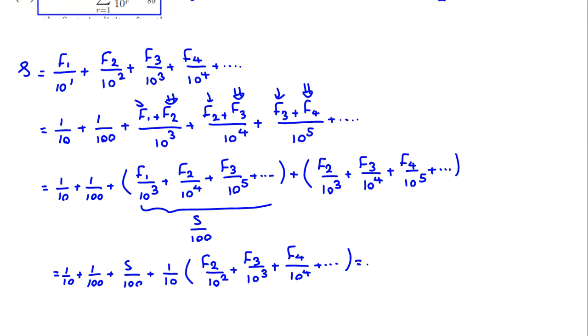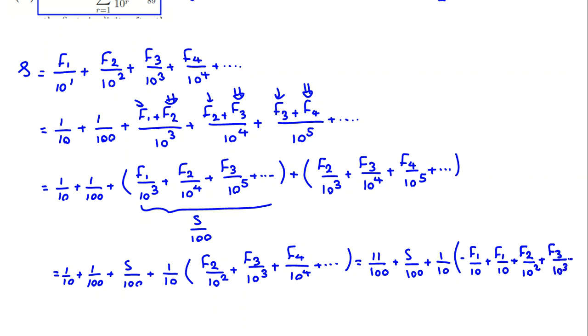So we add f1 over 10 and we subtract 1 over 10 plus 1 over 100. Let's write it as 11 over 100 plus s over 100 plus 1 over 10. Now here we have negative f1 over 10 plus f1 over 10, then it will be 0. It has no effect if we add f2 over 10 squared, f3 over 10 cubed, and so on. So from this part to this part, it will be s.